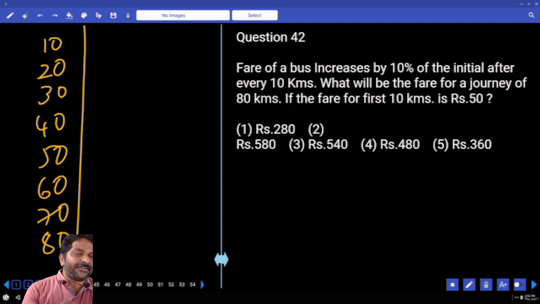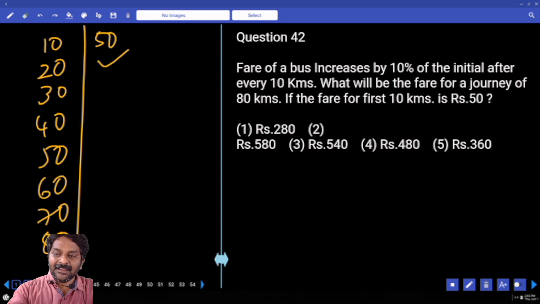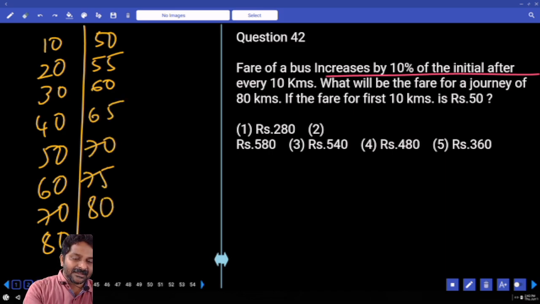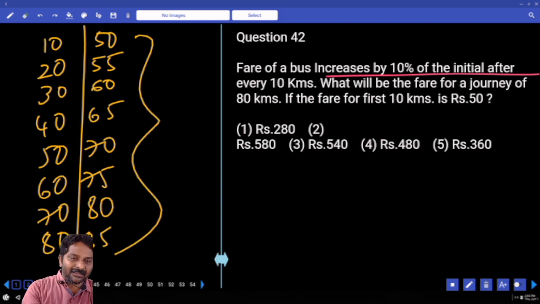This is a stretch of every 10 kilometers, correct? For every next 10 kilometers, they said the fare increases by 10% of which number? Initial value, not the previous number, right? So every time, what is 10% of 50? For every 10 kilometers, you need to add 5 rupees, 5 rupees, 5 rupees like that, correct? Then you need to add all the values, right? So it takes a lot of time.